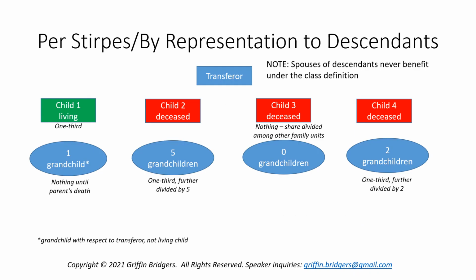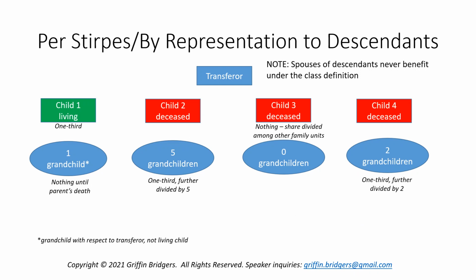So first, we have per stirpes or by representation to descendants. Now, note again, spouses of descendants never benefit under the class definition of descendants. So we have the transferor here at the top. We have first generation, 4 children, 3 of which are deceased, and 2 of which actually leave living descendants, and 1 of which does not. Then we have child 1 who's living.